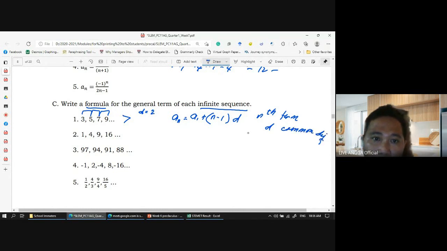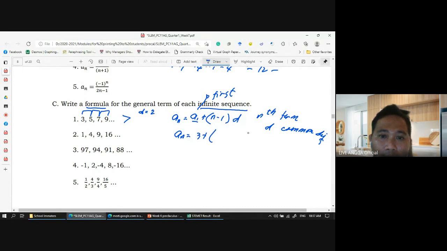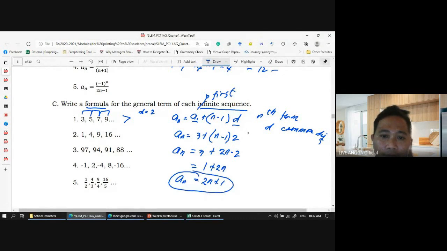Okay. So, ang a sub n natin din ay, ano ang a sub 1 natin? Ang first term. 3, sir. So 3 plus, pila ang n? N lang, no? N is n, minus 1. Pila ang d? Common difference. 2, sir. So, this is equal to, simplify natin, 3 plus 2n minus 2. And that is equal to a sub n. Or therefore, we have 1 plus 2n, or we have 2n plus 1. So, this is our a sub n. So, it means the general term for that is 2n plus 1.